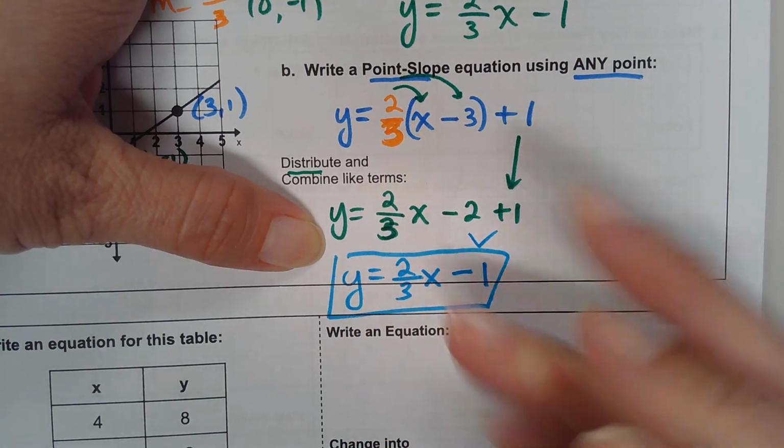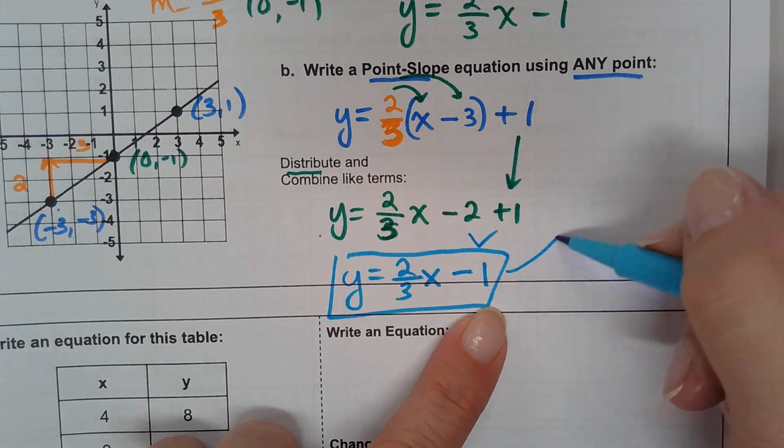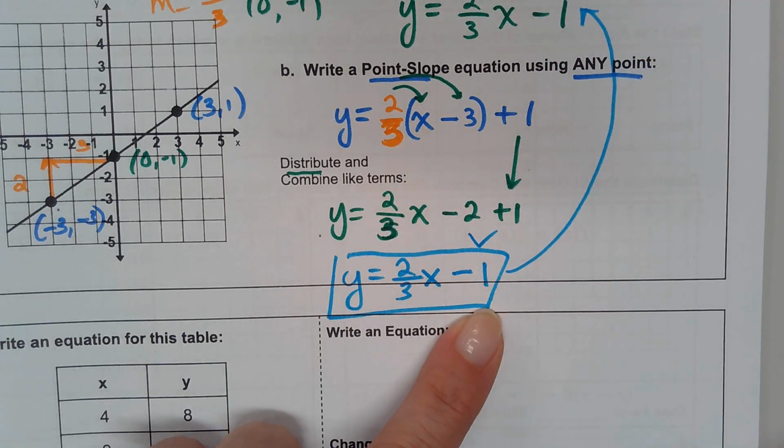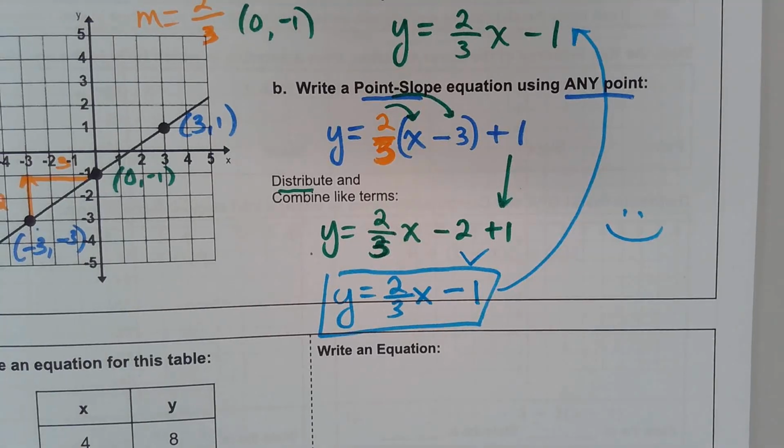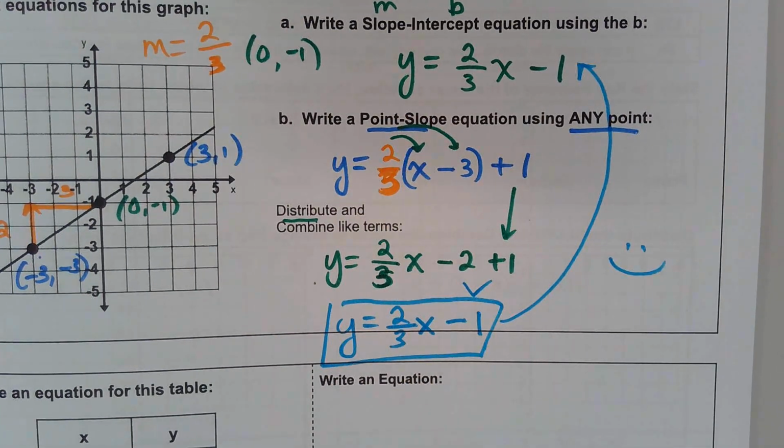And so I just took point-slope and I changed it into our slope-intercept form. And it was the same. These are the same equations, just different ways of writing them.